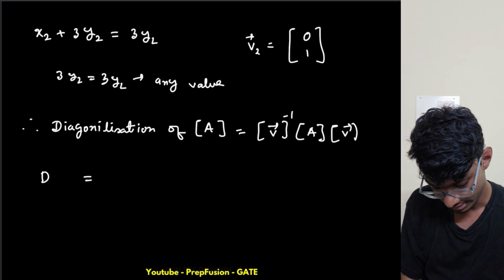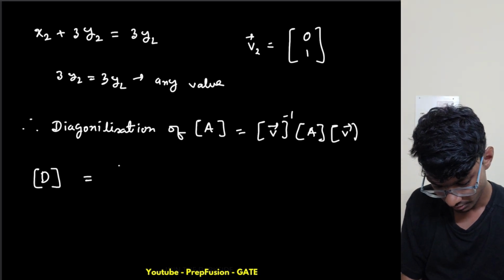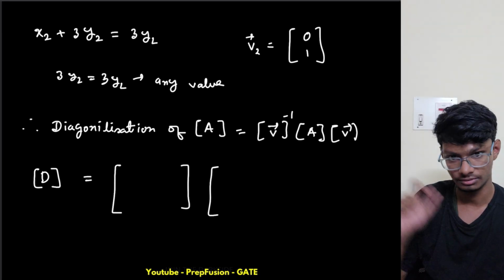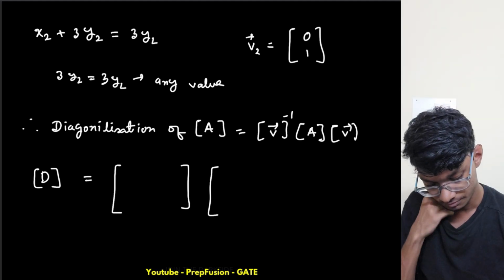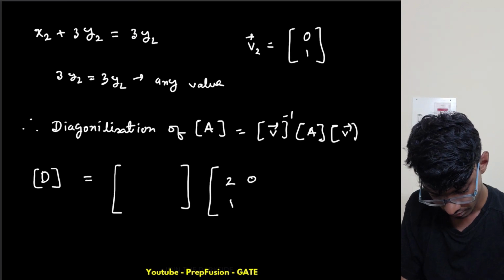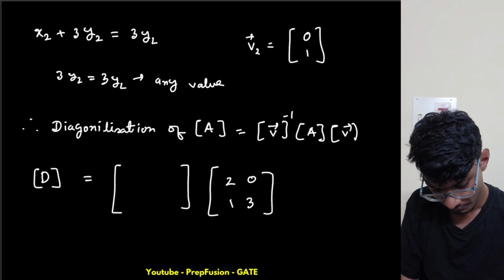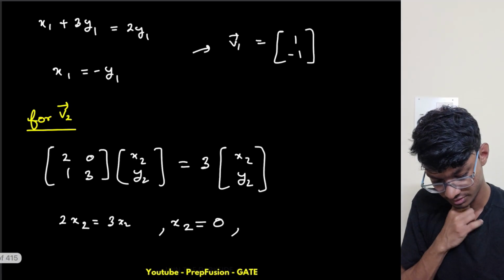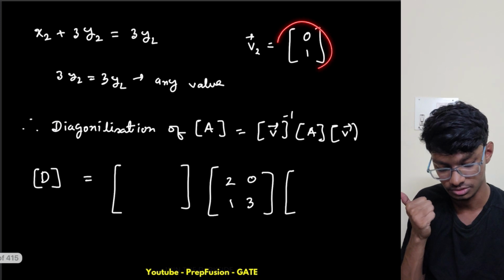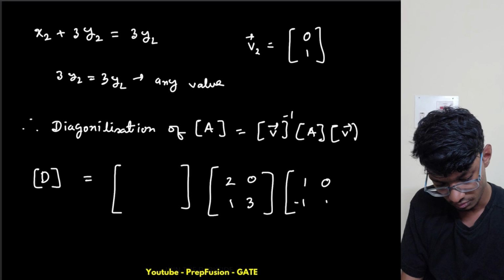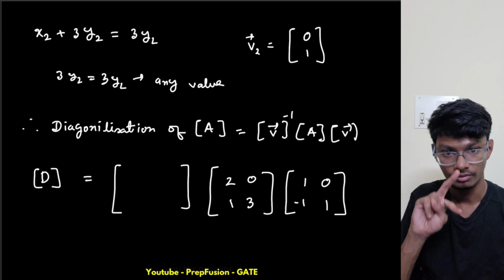So the D matrix will involve the inverse of V. Let me first write the normal V matrix itself, then I will write the inverse. So A is 2 0 1 3, and V is: the first column 1 minus 1, and the second column 0 1. So V is 1 minus 1 0 1. Now I will take the inverse of this.